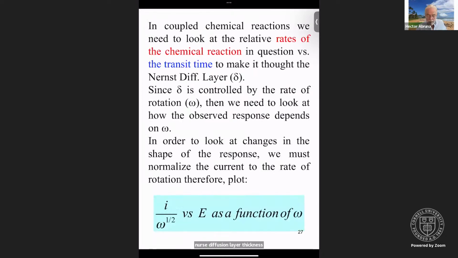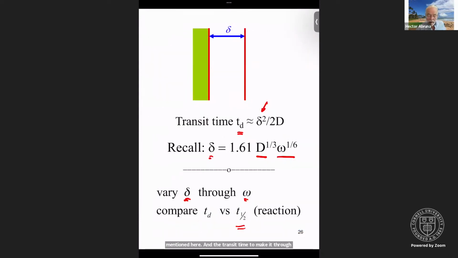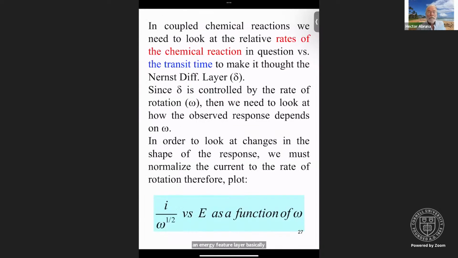And so it says in coupled chemical reactions, we need to look at the relative rates of the chemical reaction versus the transit time, which is basically what we just mentioned here. And the transit time to make it through a Nernst diffusion layer, basically this character here. And now, since delta is controlled by the rate of rotation, we need to look at how the observed response varies with the rate of rotation.